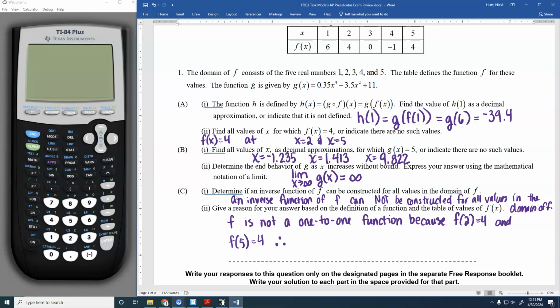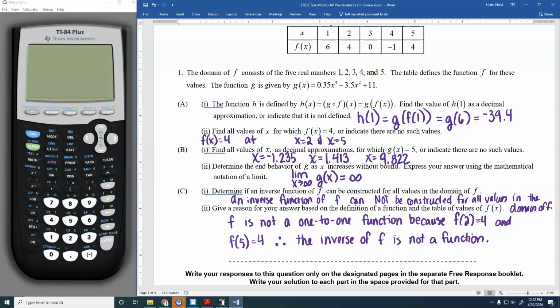you could word this a couple of ways. I would just say the inverse of F is not a function. Or you could say something like, therefore, an inverse function of F cannot be constructed for, you can kind of make the claim you made earlier. You might get by with just saying F is not a one-to-one function because F of 2 equals 4 and F of 5 equals 4 and not make that final conclusion, but I would write it this way for that.